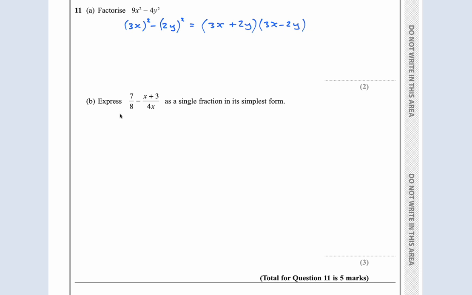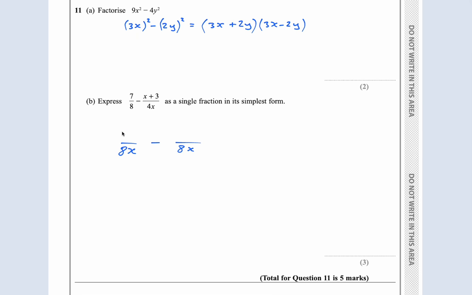Okay, part B, express 7 over 8 minus x plus 3 over 4x as a single fraction in its simplest form. I want the common denominator. A common denominator, guys, is 8x. Why did I choose 8x? Well, because 8 goes into 8x, x times, and 4x goes into 8x, 2 times. It's the lowest common denominator.